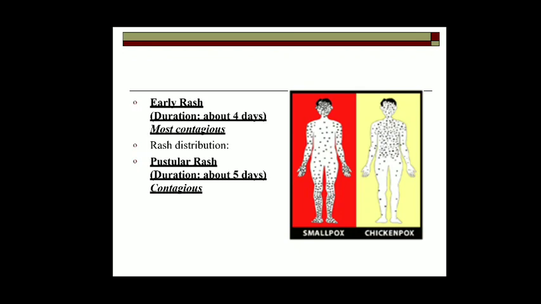You can see the rash distribution here. Clear variation is shown. The first one is showing smallpox, and the second one is showing chickenpox. Smallpox is always centrifugally distributed, meaning it is mainly on the extremities. You can see the upper limbs, the lower limbs, and the face. Coming to chickenpox, it is not on the extremities, but mainly on the abdomen and face.